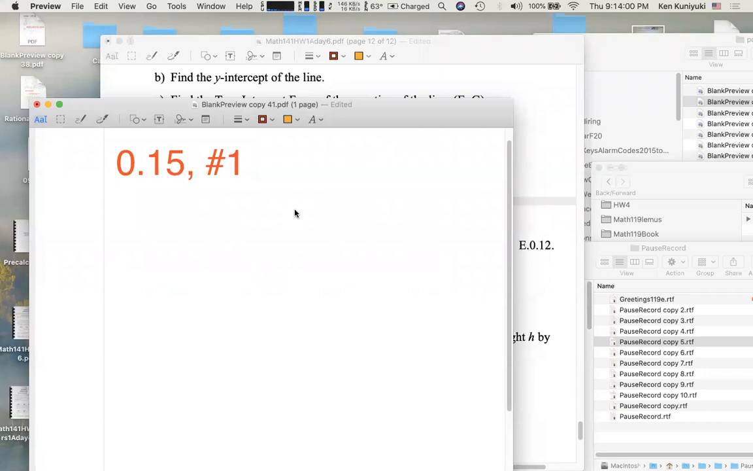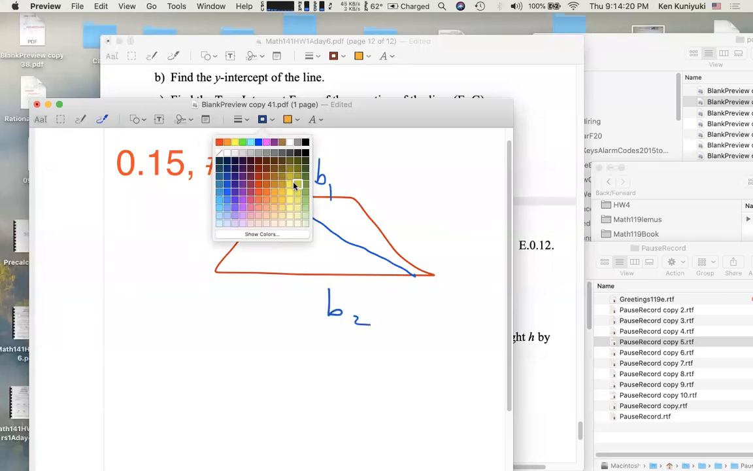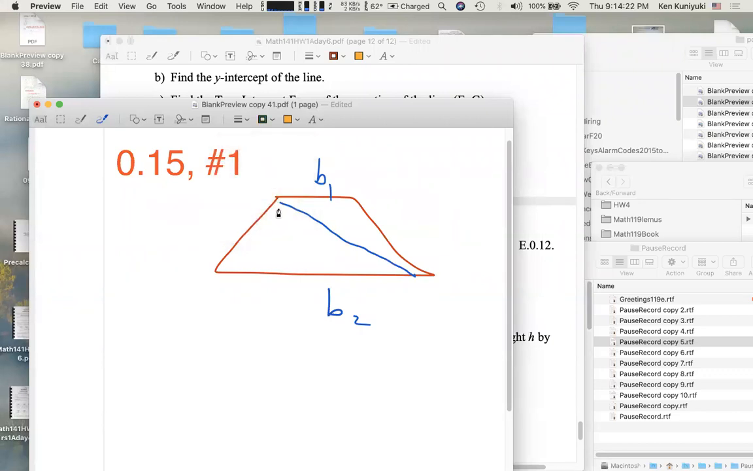Okay, so I'll just draw a sketch trapezoid here. All right. So here's a sketch trapezoid. Okay, and I'm gonna break it up into a pair of triangles. So this base is B sub 1. This base is B sub 2. Height in green. All right, so you agree with the notations.